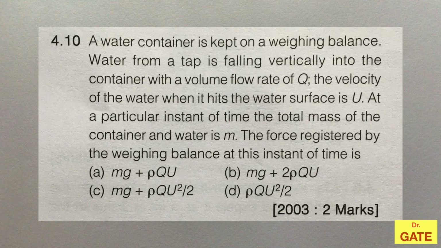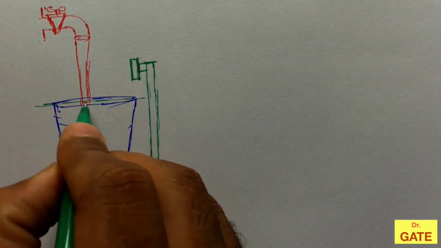Let's solve one more numerical. A water container is kept on a weighing balance. Water from a tap is falling vertically into the container with a volume flow rate of Q. The velocity of water when it hits the water surface is U. At a particular instant of time, the total mass of container and water is M. The force resisted by the weighing balance at this instant is, इस तरह का सिचुएशन दिया गया है.